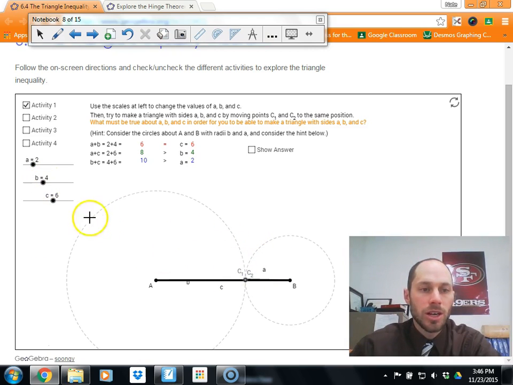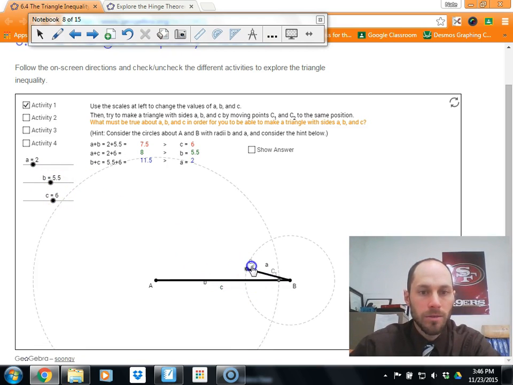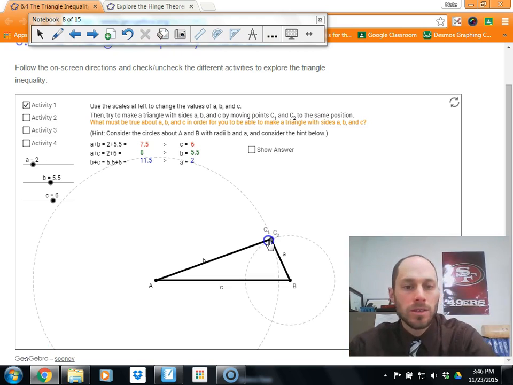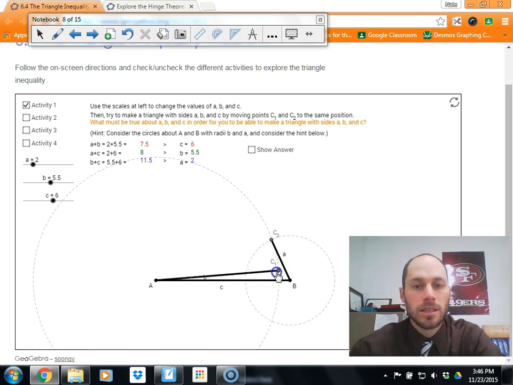So there's a connection there with the side lengths, and we've got to find out, well, what's going to help me form a side length? Well, if I make that one 5.5, now it'll fit. So maybe you're noticing something about 2 of the side lengths.